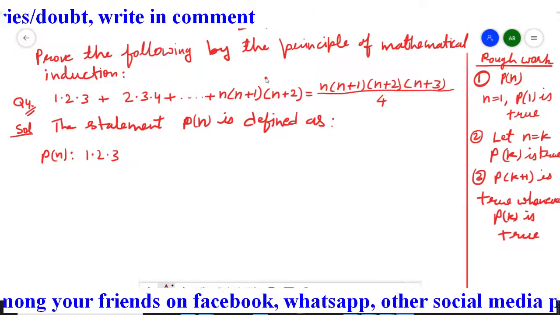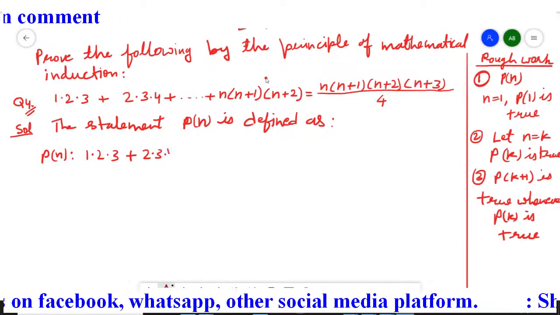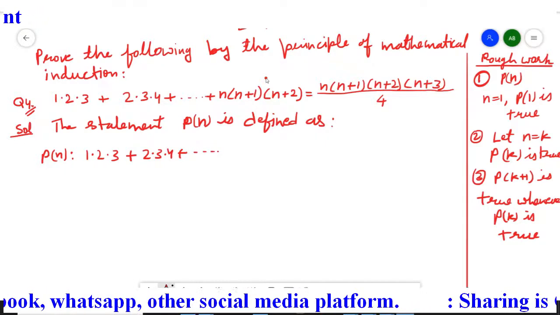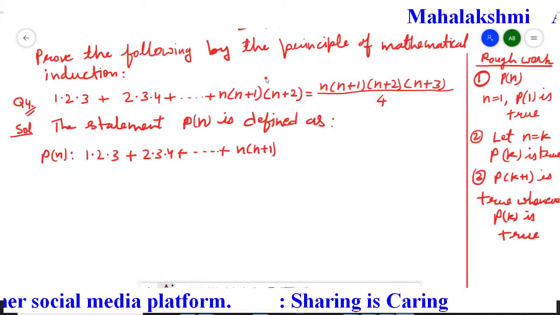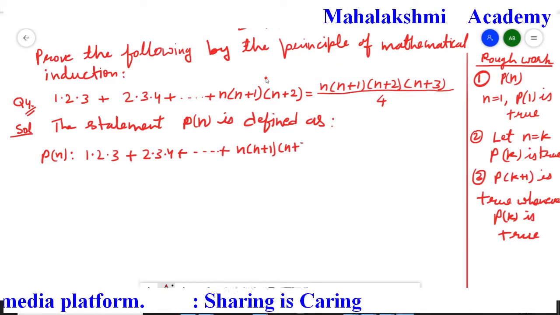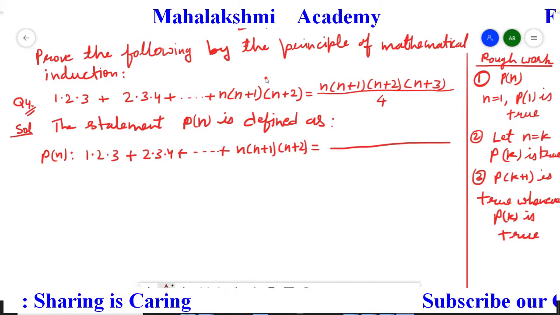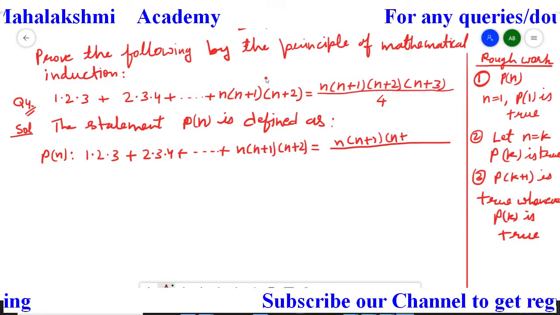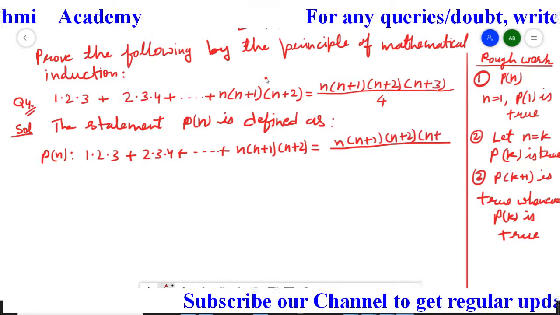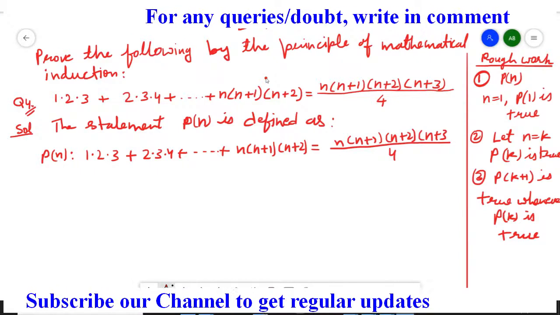1 dot 3 (dot means multiply) plus 2 dot 4 plus, it's extended up to n, then (n plus 1)(n plus 2) equal to n(n plus 1)(n plus 2)(n plus 3) divided by 4. So this statement we assumed as Pn.